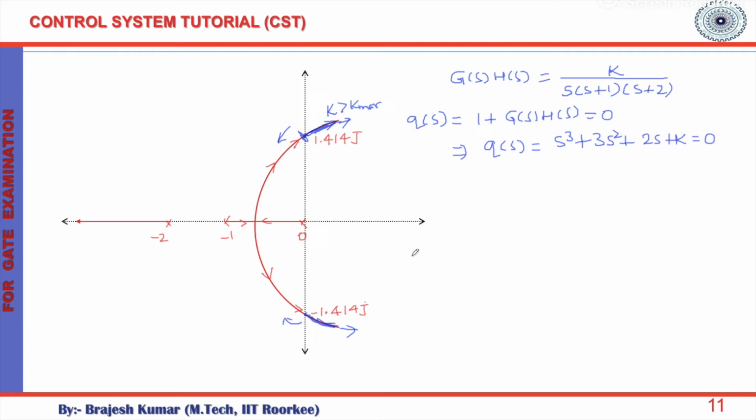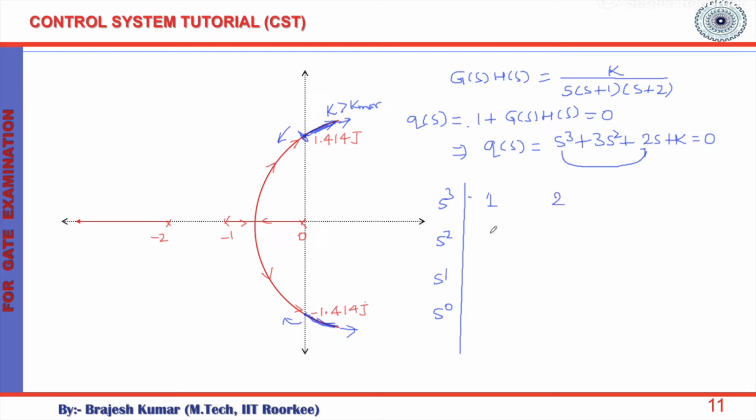Okay. So to find K marginal, we need to form a Routh array like this. Clear? So first the highest power is s cube, so we'll take s cube, then the second highest power is s square, then s to the power 1, then s to the power 0. The coefficient of s cube is 1, so we'll skip that. You know how to form a Routh array.